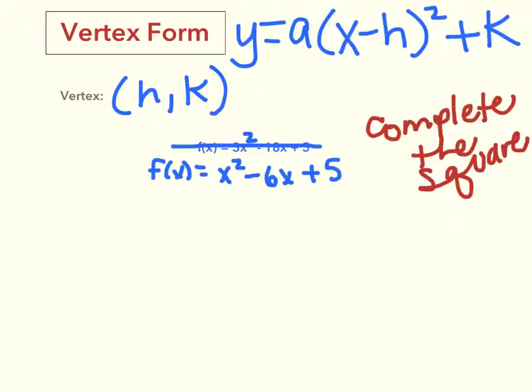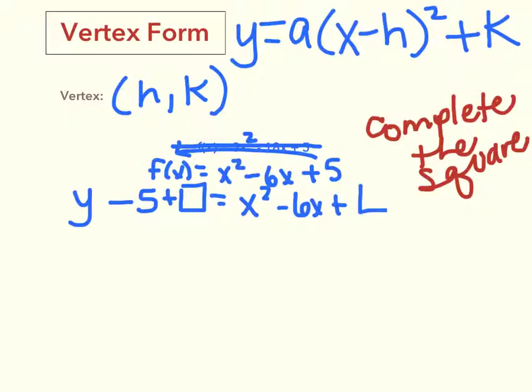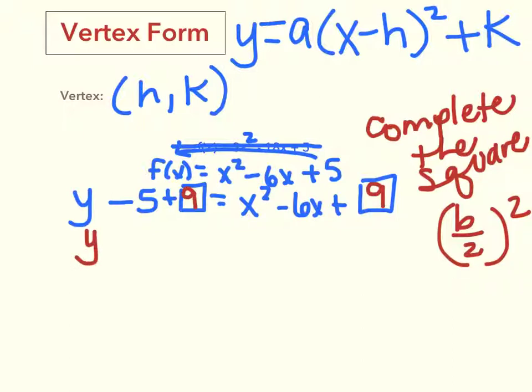So remember, when you complete the square, the first thing we always do is move our c to the other side. So we should have a negative 5 over here. And I'm going to make my f of x y, just so it looks better there. F of x is y. And with the completing the square, you still have these little boxes or a space because we want to add something to both sides. And remember, what you add is always b divided by 2 squared. In this case, our b is negative 6, so divided by 2 is negative 3, squared is positive 9. So this becomes y minus 5 plus 9 is plus 4.